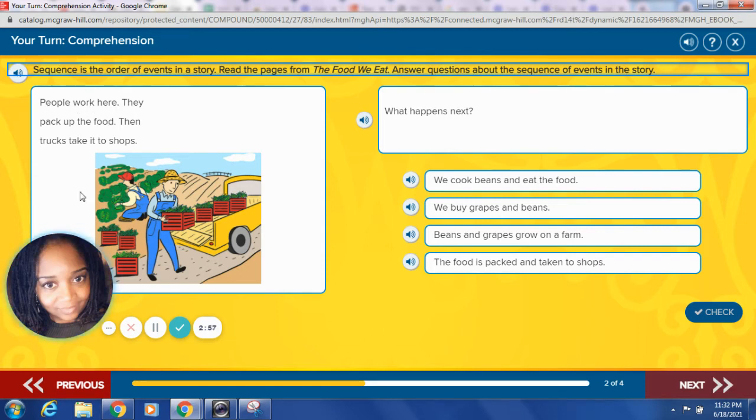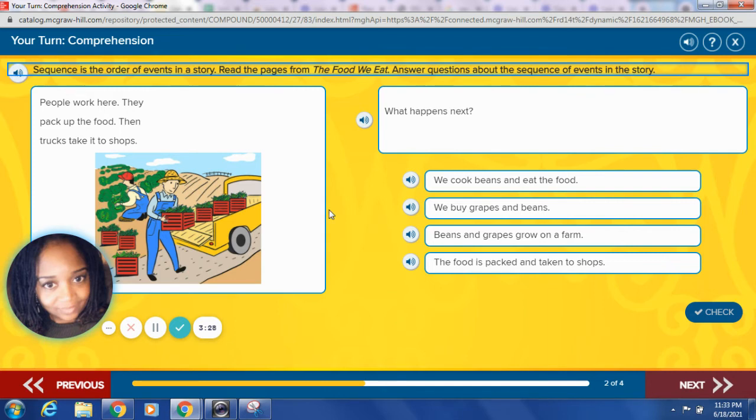People work hard. They pack up the food, then trucks take it to shops. What happens next? Let's read our choices. We cook beans and eat the food. We buy grapes and beans. Beans and grapes grow on a farm. The food is packed and taken to shops.